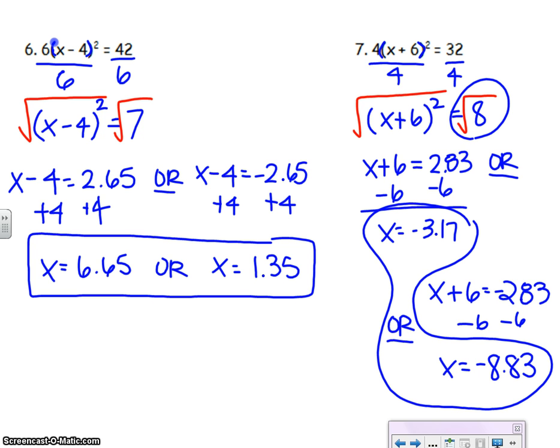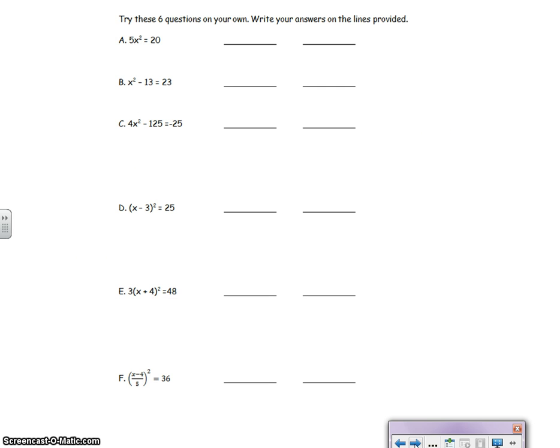Okay, for the rest of your assignment, we want you to try these 6 problems that are written there. It will be helpful if you write your answers on those lines provided, and in the event that you forgot your worksheet at school, you can go ahead and copy these down and do them in your notebook.